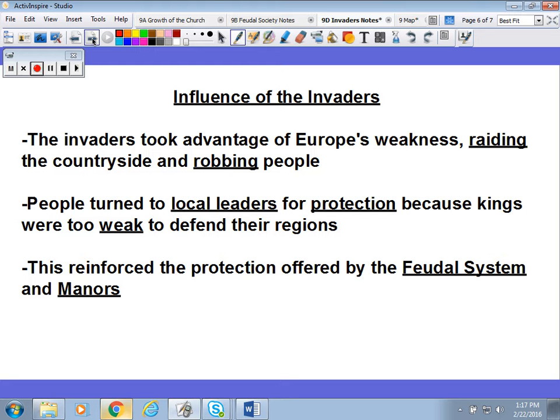So the invaders are going to take advantage of this weakness. They're going to raid the countryside and rob people. People are going to start looking to local leaders for protection because the kings were too weak. Okay? Our Holy Roman emperors were not strong enough during this time period. They didn't have enough control or power with the military to hold off Viking and Magyar invasions. So this is going to reinforce the protection that becomes offered by the feudal system and the manor system. People are not able to get protection from the bigwig, so they're starting to look for local help.